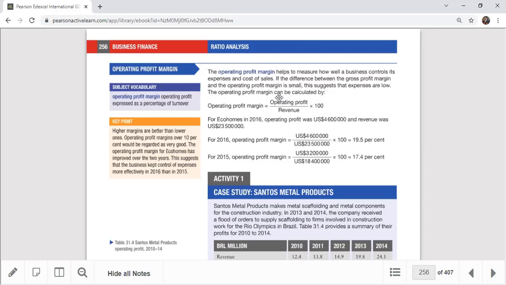And the other way around, if you have a low profit margin, that means you have high expenses. For example, let's say now 2016, the Eco Homes have 46% gross profit, but their net profit margin is 17.4%. That means you can see the gross profit margin and net profit margin. The difference between them is the expenses. So same figures, you can use that. So operating profit margin, operating profit over revenue into 100. This is the formula for operating profit margin.